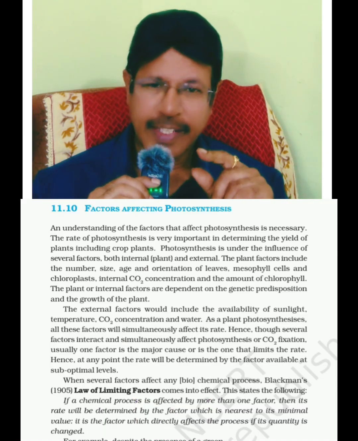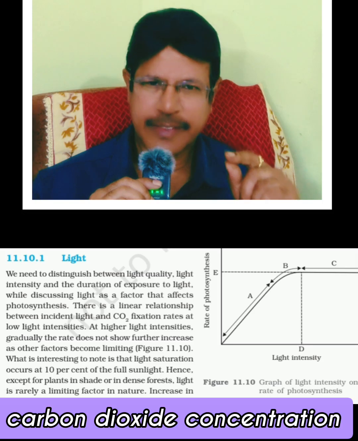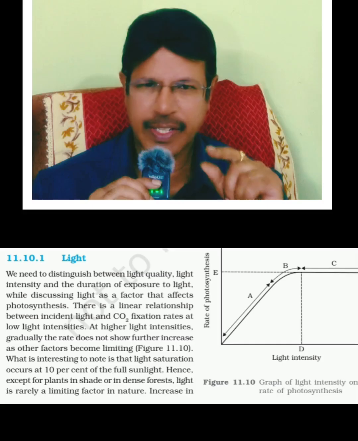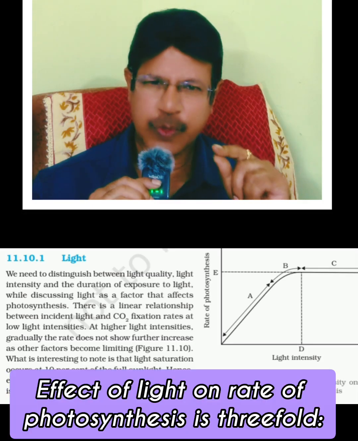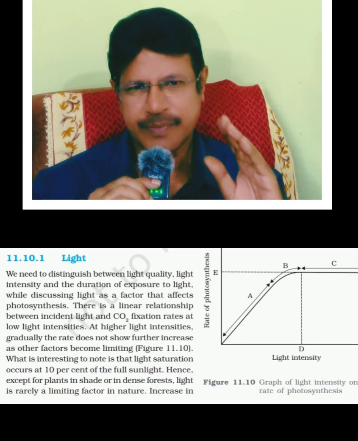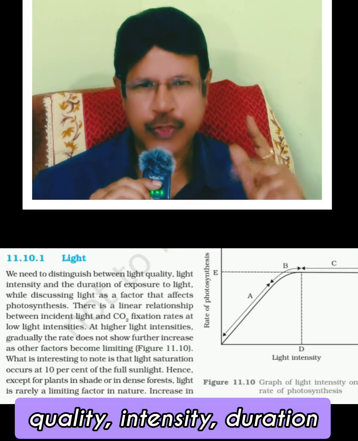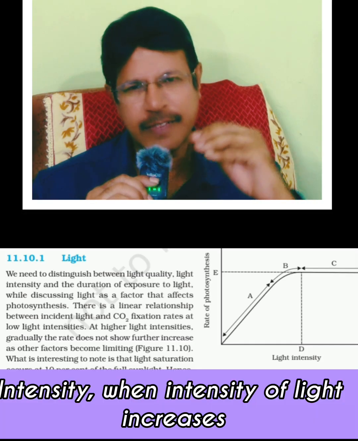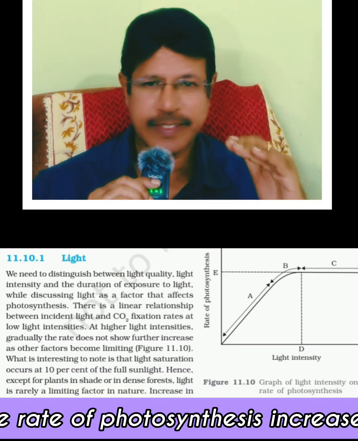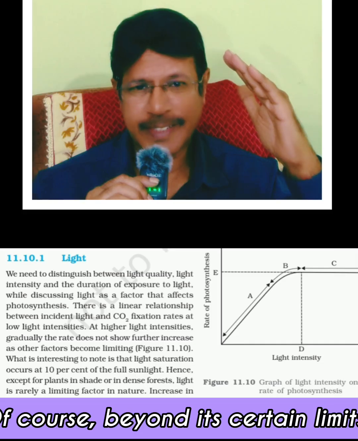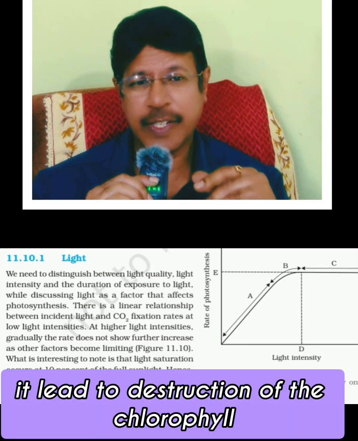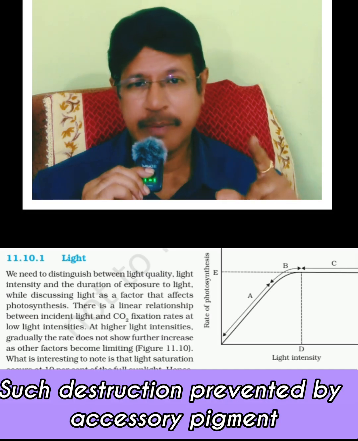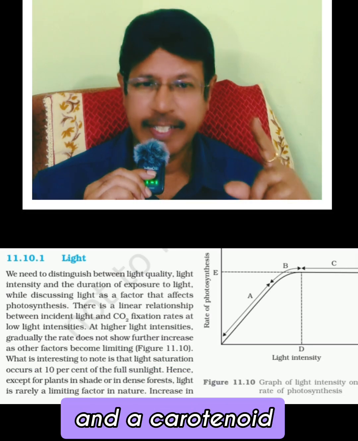Next, the external factors: light, carbon dioxide concentration, temperature and water. Light. The effect of light on the rate of photosynthesis is threefold: quality, intensity, duration. Quality: blue and red light. Intensity: when the intensity of light increases, the rate of photosynthesis increases. Of course, beyond certain limits, it leads to destruction of chlorophyll, what we call solarization. Such destruction is prevented by accessory pigments like chlorophyll b, xanthophyll and carotenoid.